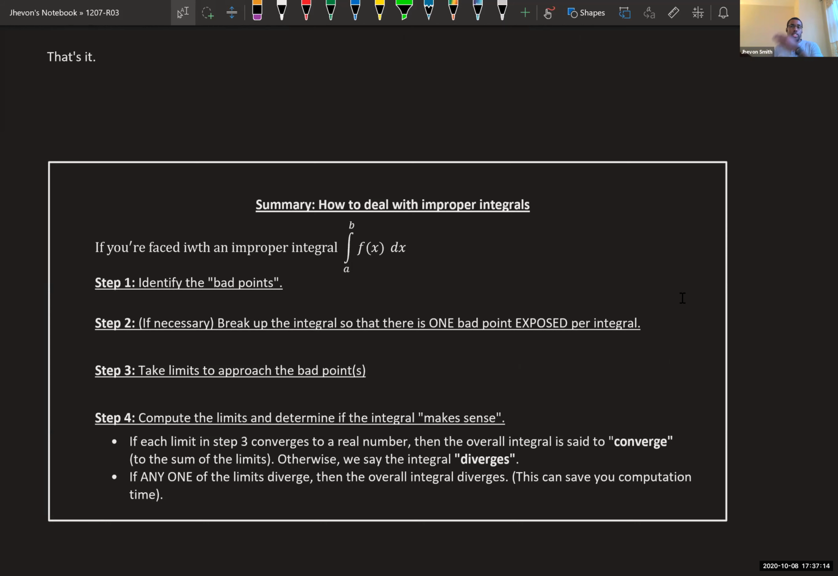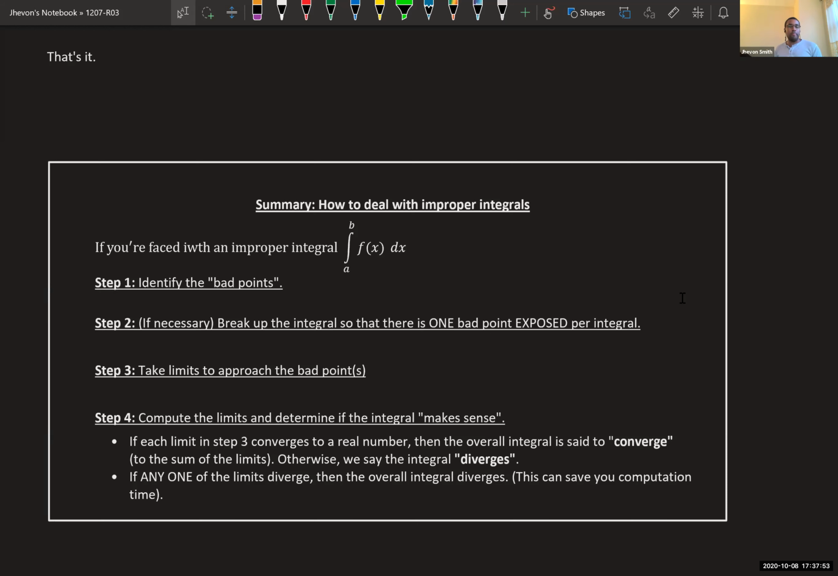We had properties that tell us how to break up integrals from Calc 1. We can apply those here. Essentially, what we want to do is break it up such that these bad points are exposed, and we will have one of them per integral, because the third step is to use limits to approach the bad points. Because something bad happens at this point, we can't really assume that we're there. So what we do is take a limit to get close to there and see what happens. Because of that, we need only one side to be bad at a time, because you can't have a limit that is approaching two different things at the same time.